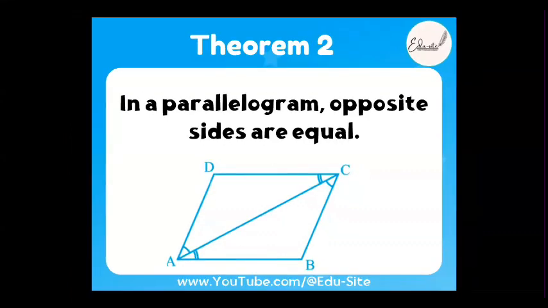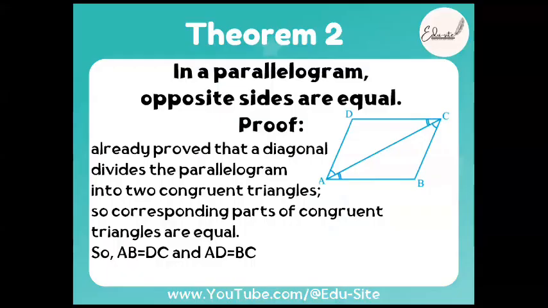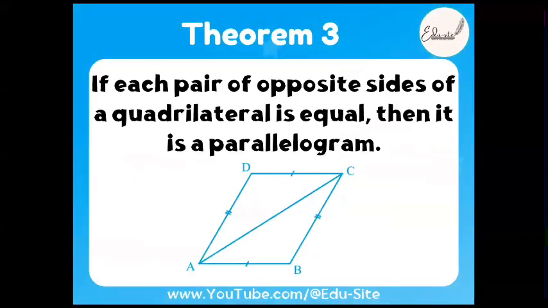Laiba, can you hear me? This side and this side are equal, this side and this side are equal. The opposite sides in a parallelogram are equal. What more did we study, beta? What is the third theorem? If each pair of opposite sides of a quadrilateral is equal, then it is a parallelogram. Excellent.